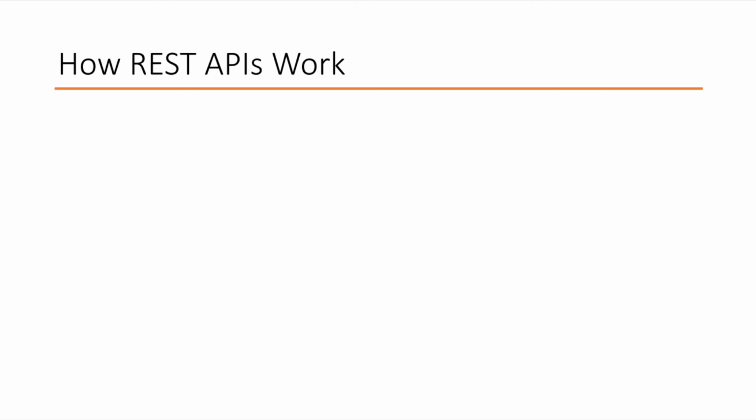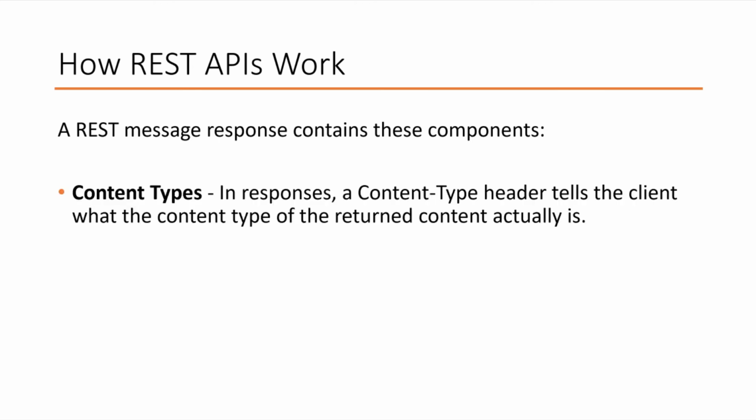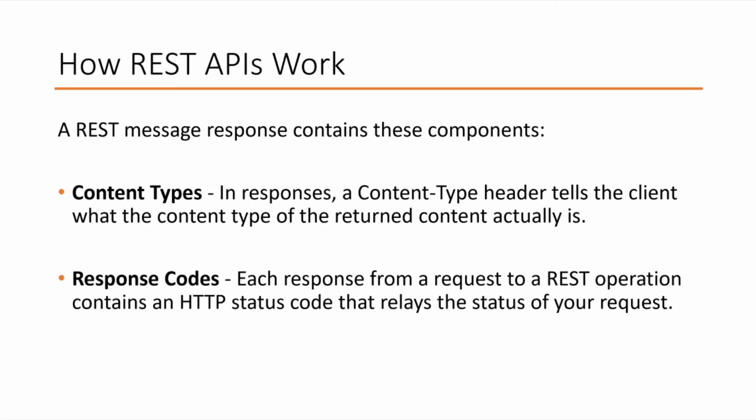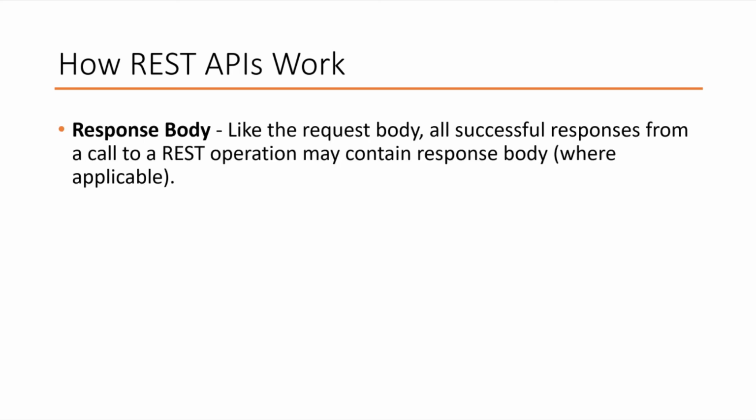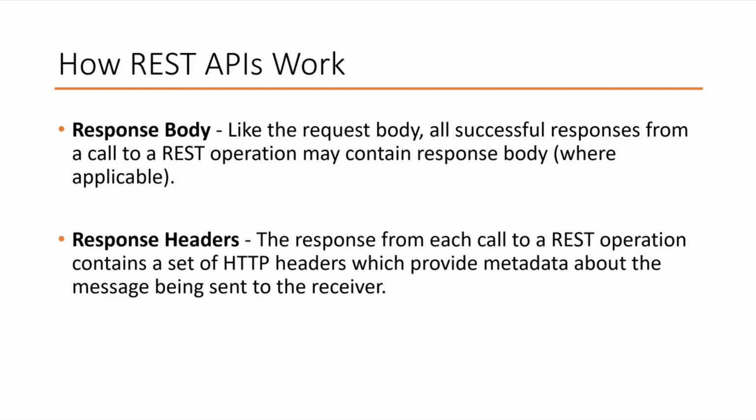A REST message response contains these components. Content types. In responses, a content type header tells the client what the content type of the returned content actually is. Response codes. Each response from a request to a REST operation contains an HTTP status code that relays the status of your request. Response body. Like the request body, all successful responses from a call to a REST operation may contain a response body where applicable. Response headers. The response from each call to a REST operation contains a set of HTTP headers which provide metadata about the message being sent to the receiver.